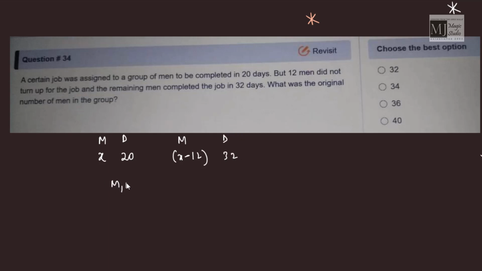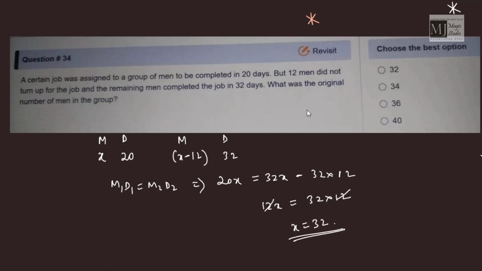We know that M1 D1 equals M2 D2 if the work to be done is the same. So 20x equals 32(x minus 12), that is 32x minus 32 into 12. So 32 minus 20 is 12x equals 32 into 12. X equals 32. So originally there were 32 people in the group.